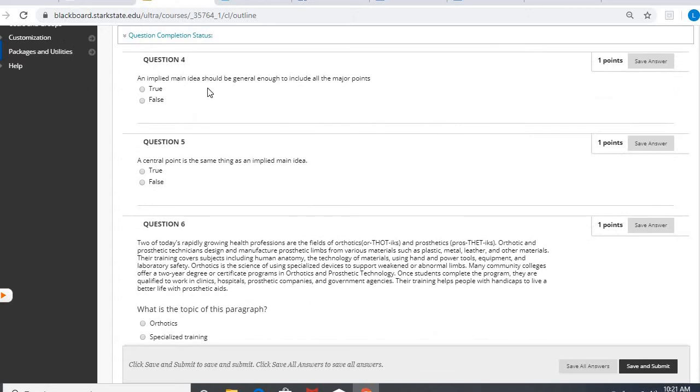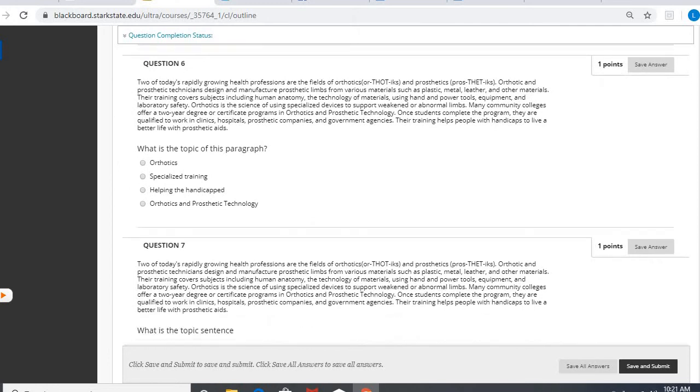Question 4, an implied main idea should be general enough to include all the major points. We've talked about this with stated main ideas. Yeah, your main idea has to be general or broad enough to include everything in the selection. Question 5, a central point is the same thing as an implied main idea. This is false. I know we haven't talked much about this yet. If you watch your video on Monday, March 24th, you'll hear about it. But a central point deals with multiple paragraphs. Main idea deals with one paragraph. So while they have similarities, they are not the same thing. So question 5 is false.